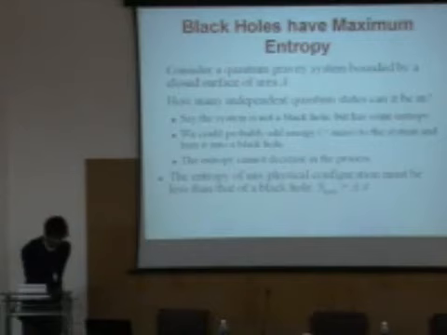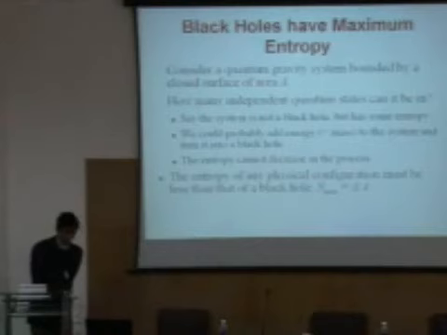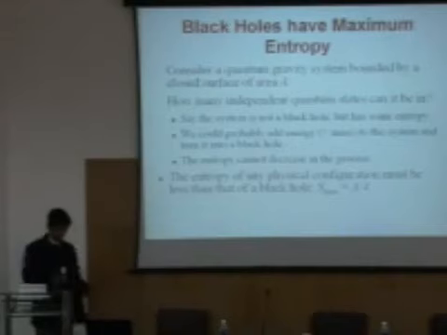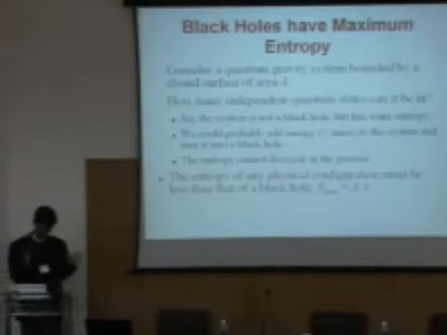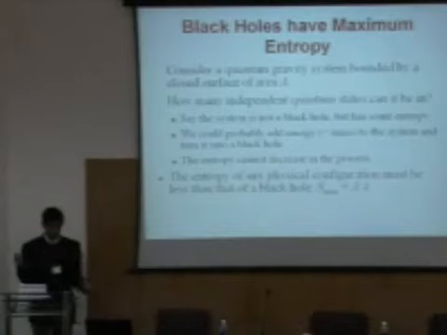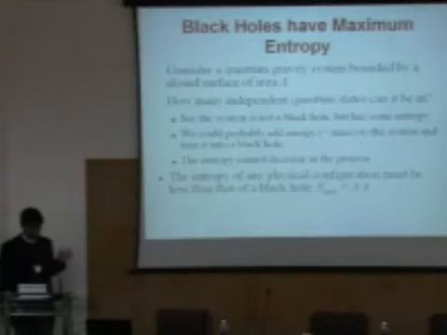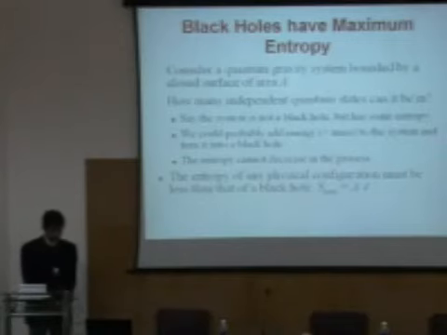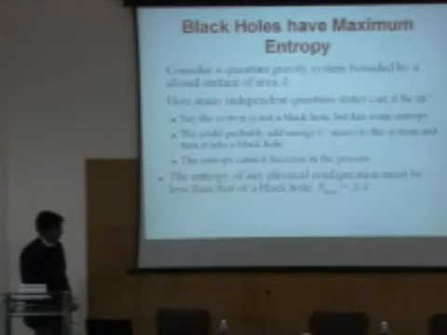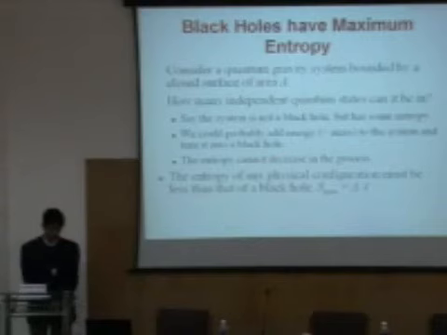But now let's consider quantum gravity. So consider a quantum gravity system bounded by a closed surface of area A. How many independent quantum states can it be in? Well, say the system isn't a black hole, but it has some entropy. We could probably add energy, which is the same as mass, to the system and turn it into a black hole. But the entropy can't decrease in this process by the second law. So we expect that the maximum entropy of any physical configuration must be less than that of a black hole, namely the area of the surface divided by 4.